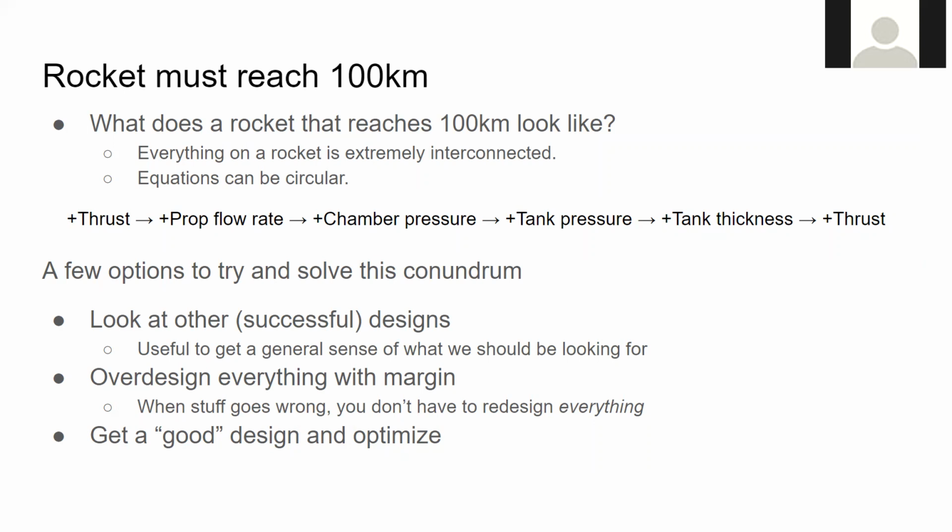The first one is to look at other successful rocket designs and just try and get a general sense of what you should be looking for. The second one is to try and over-design everything with margins so that when you get into a scenario where, say, you need higher thrust, you don't actually need to redesign everything because you planned for higher thrust to begin with. And then the third way of doing it is to try and start with a good design and then optimize from there.